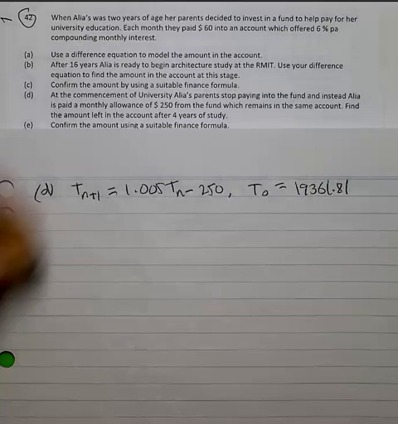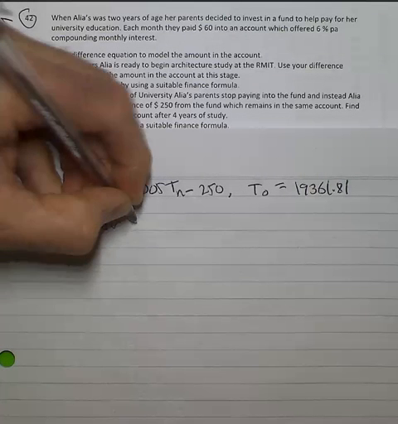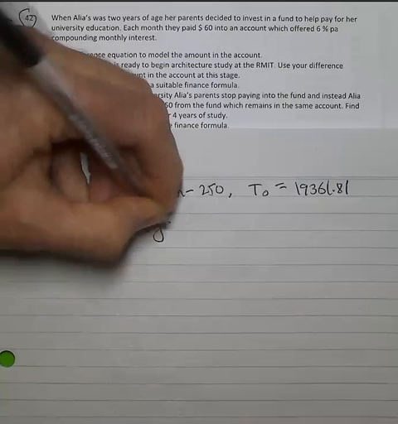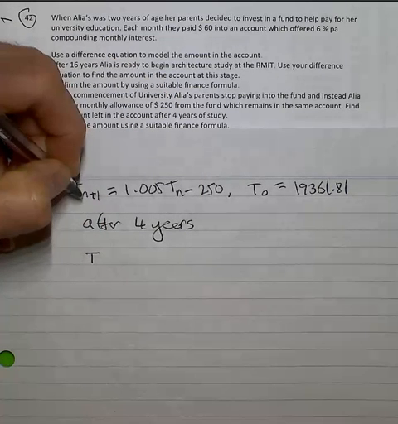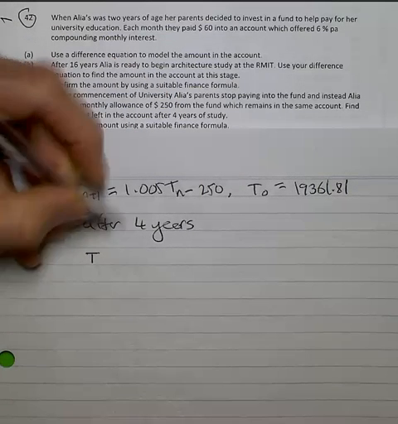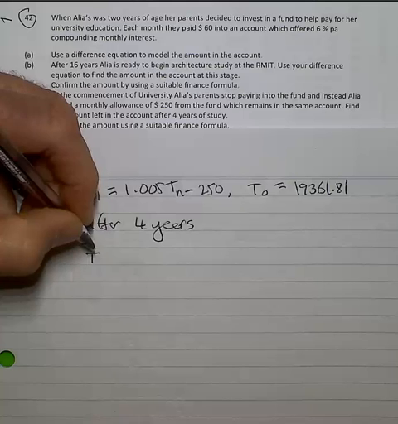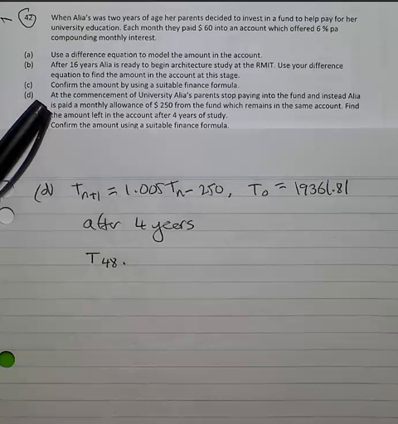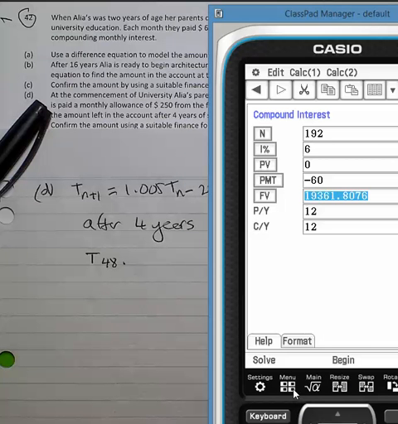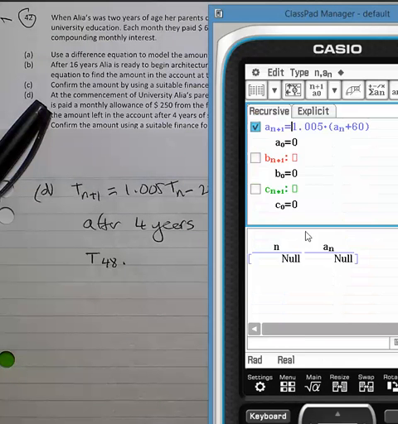Now, after 4 years, we want, in this instance, A n plus 1. If we start with the 0, we want 48. So we'll just find out what that figure is using the calculator. So I go back to the sequences and series. What is different, though, is that we're using a repayment.